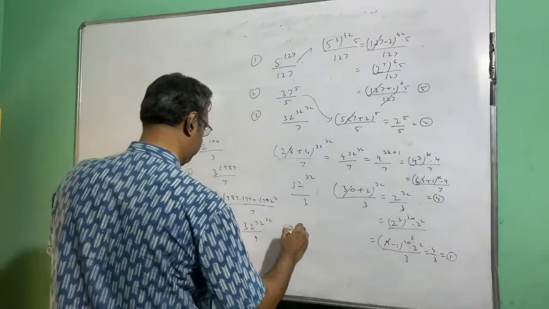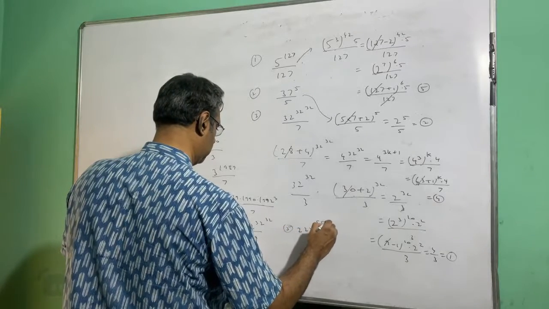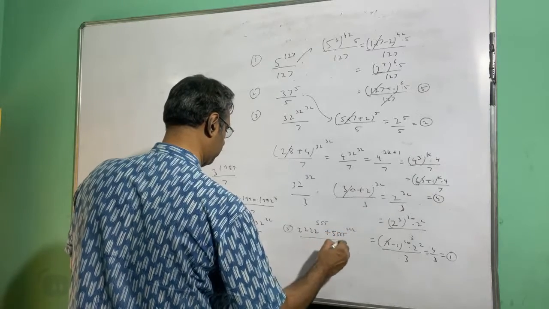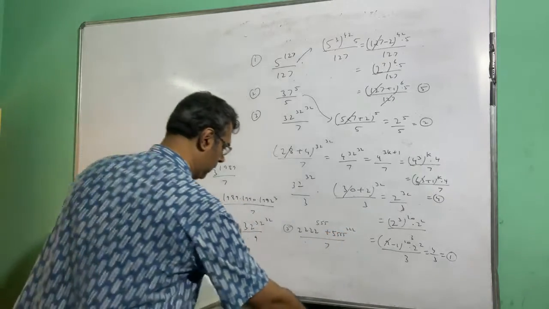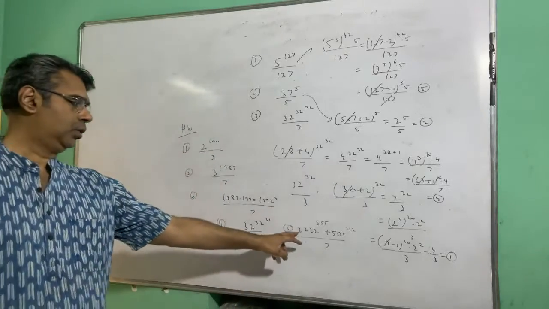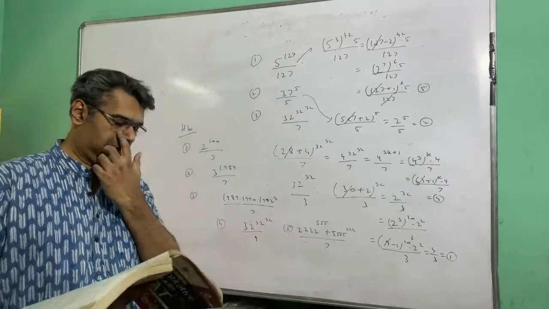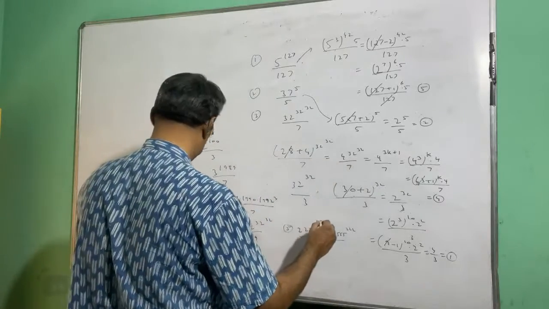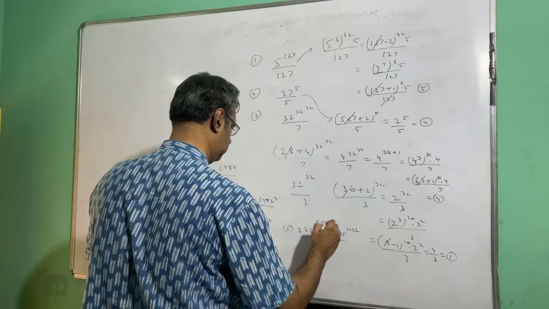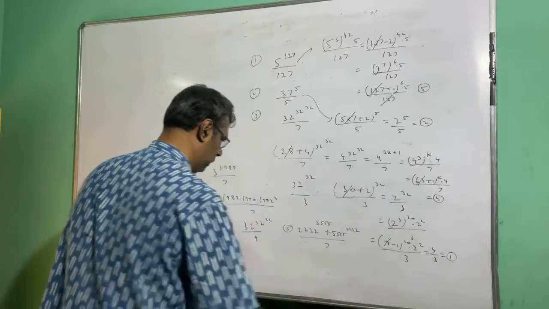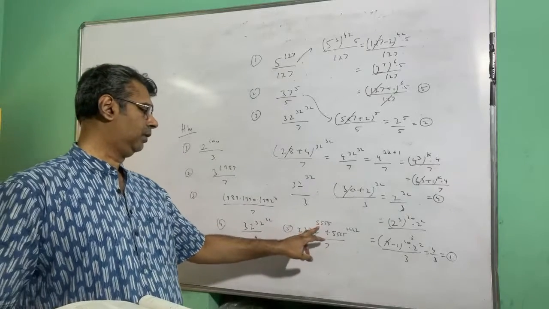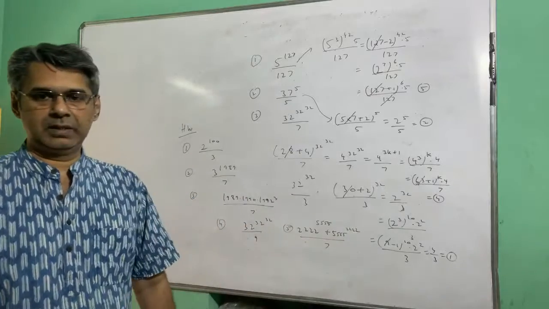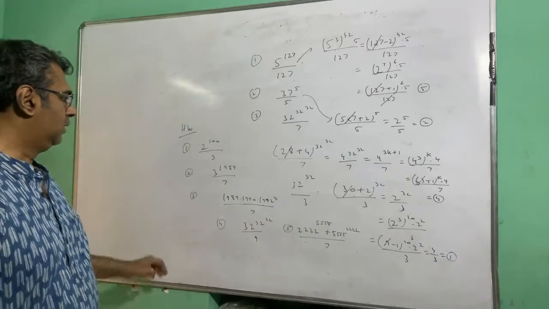Question number 5 is 2222 to the power 5555 plus 5555 to the power 2222 by 7. So these are the 5 homework questions.